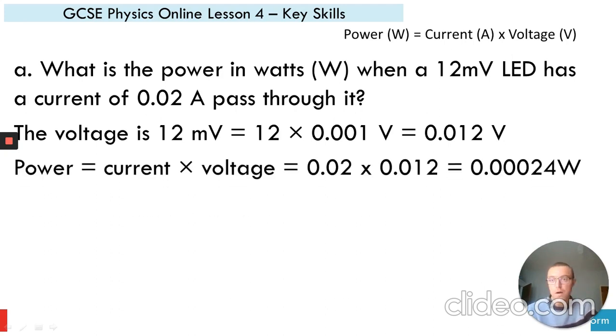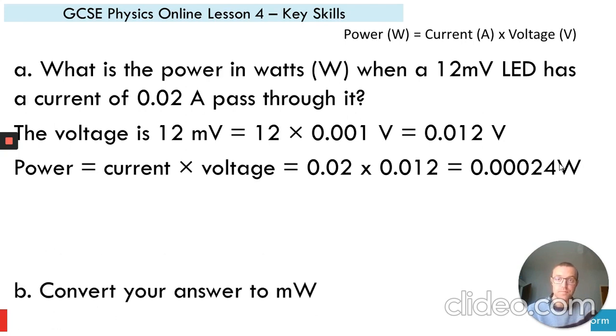So then power equals current times voltage equals 0.2 times 0.012. That's 0.2 amps current times 0.012 volts, which is equal to 0.0024 watts. If I hadn't converted the millivolts to volts, this answer would be wrong. Okay, so unit conversions are very important in science.